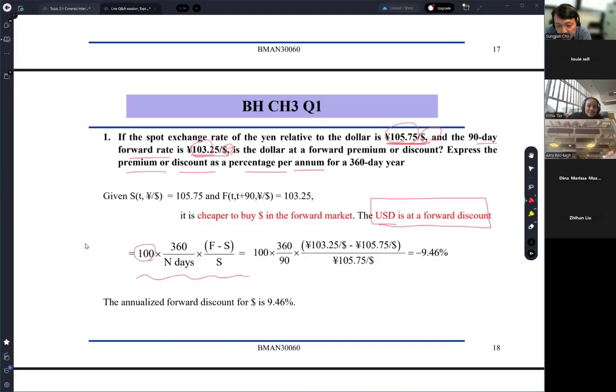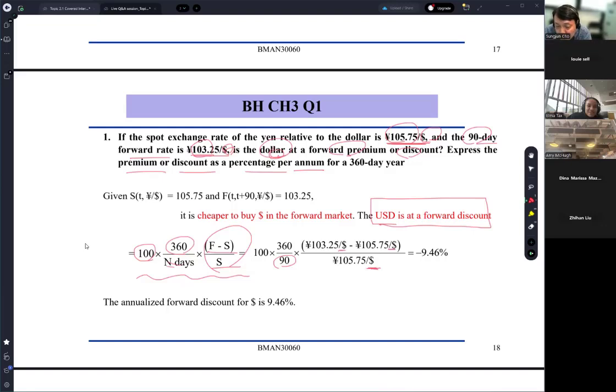100 for the premium, the percentage, sorry. 360 is for 1 year, so N is the maturity. We are using 90-day forward, so this one should be 90. And we are supposed to compute F minus S over S. Now, you need to be very careful when we talk about the premium or discount on dollar: dollar should be in the denominator. When you compute this one, dollar should be in the denominator.